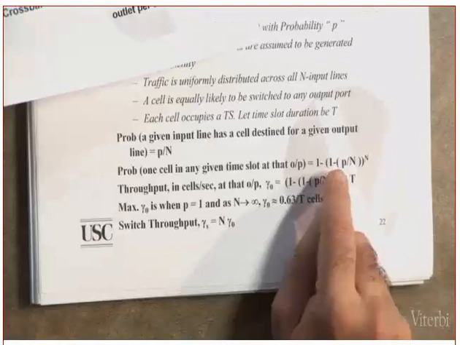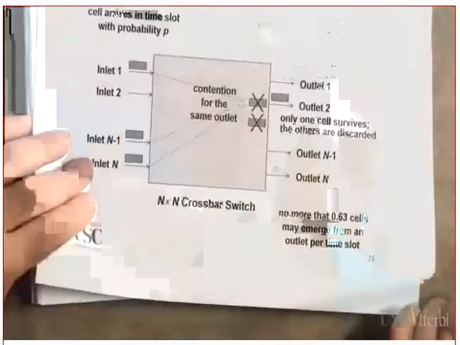Okay, it's a loss model. In the previous one, if there is contention, the cell is going to be dropped. Whereas in here, if there is head of line blocking, the cell will wait its turn to be served. Is that clear? Okay, good.